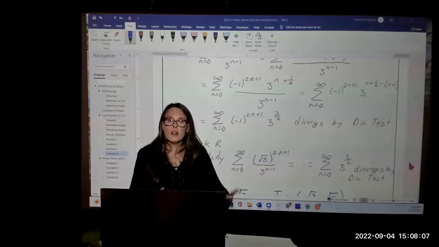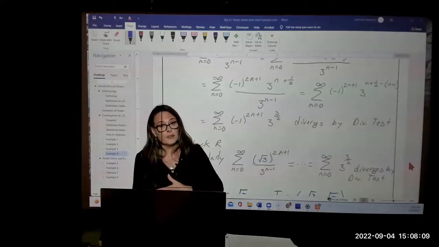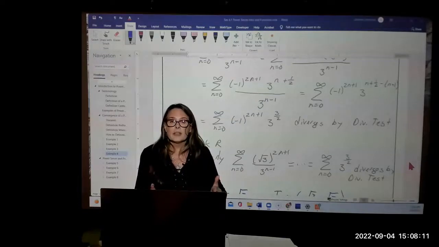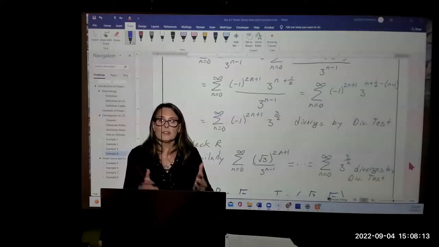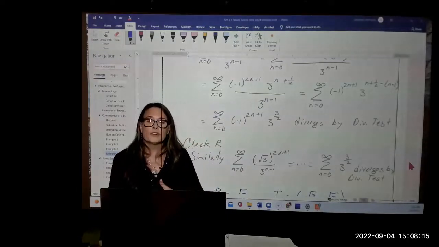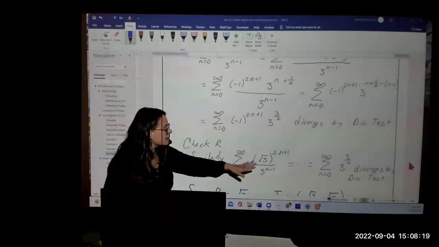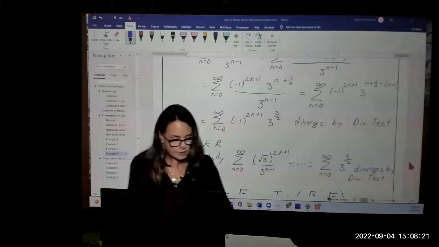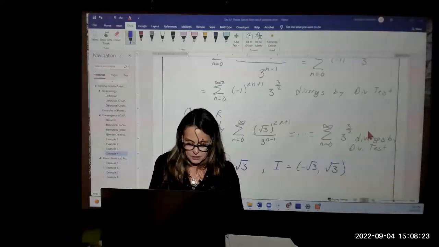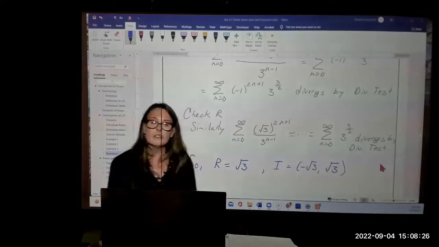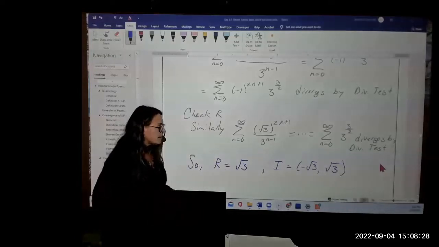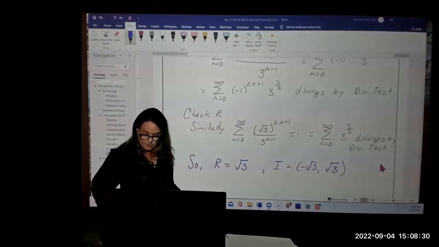diverges, or the alternating harmonic series, which converges, or a p series. And then, of course, if p is greater than 1, it converges. If p is less than or equal to 1, it diverges. So because of this, we know that we have the radius of convergence to be the square root of 3, and the interval of convergence to go from -√3 to +√3.